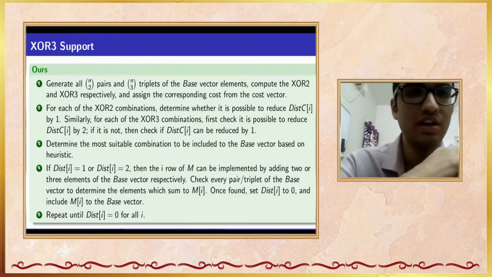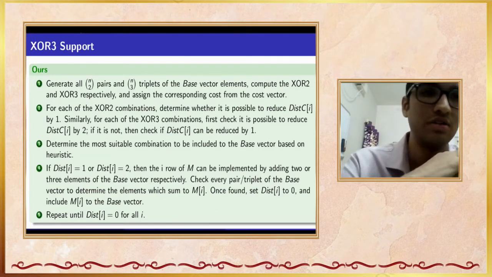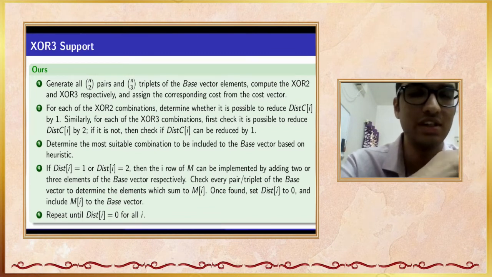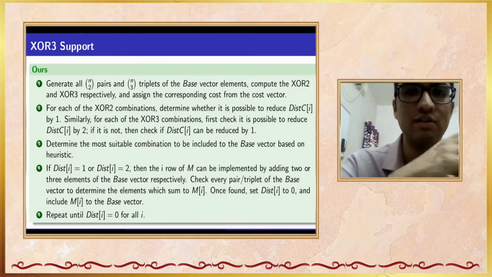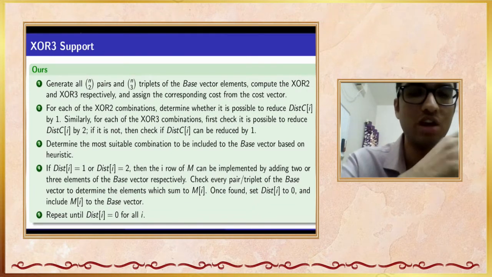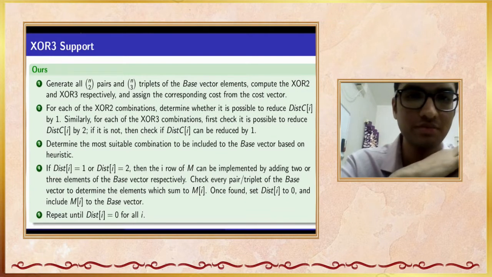Now I'll be discussing our new solution to extend the functionality of the BP algorithm to support XOR3 gates. So the first step is similar to before, where we initialize the base vector and dist vector. Next, we generate all n-choose-2 pairs and n-choose-3 triplets of the base vector elements and compute the sum. So here the sum corresponds to the XOR2 and XOR3 operations for the pairs and triplets respectively. Next, we assign a copy of the dist vector called distc vector to each of the pairs and triplets.